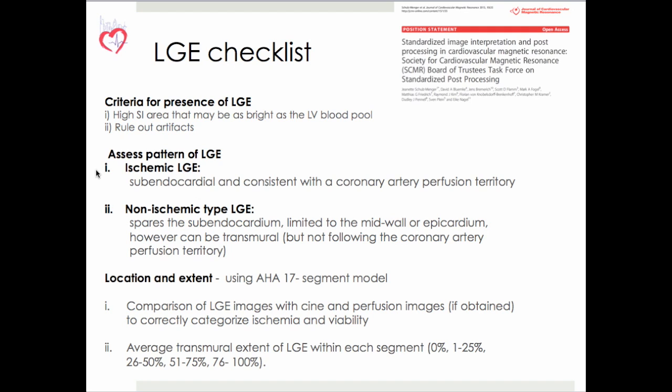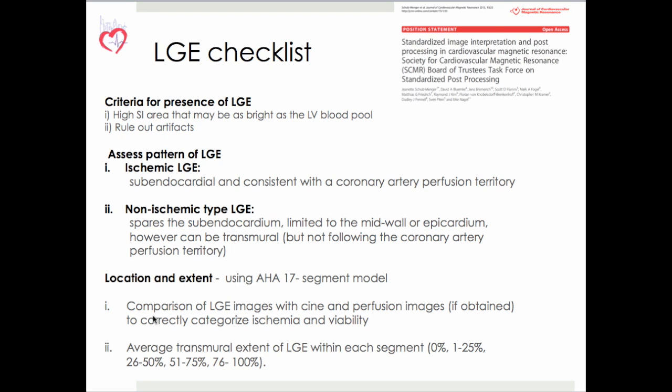Ischemic pattern of late gadolinium enhancement is subendocardial and consistent with perfusion territory of coronary artery. Non-ischemic type of late gadolinium enhancement spares subendocardium, however can be found elsewhere such as midwall or epicardium and can be occasionally transmural. However, it does not follow the territory of a coronary artery.